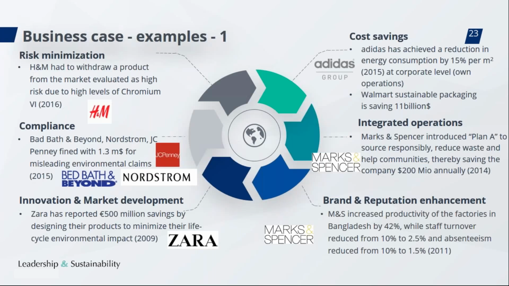Now, this and the following slides will show you examples of business cases. On this first slide, we have several textile examples, but we will cover other sectors after this slide. Bed Bath & Beyond, Nordstrom and JCPenney were fined $1.3 million US for making misleading claims about products made from bamboo. H&M had to withdraw a product from the market due to high levels of chromium-6 in leather. And by the way, chromium-6 levels in leather products continue to pose a problem for many brands and their suppliers. Adidas, for example, saved a lot of money on an annual basis with an internal energy savings program. Marks & Spencer has increased productivity in factories in Bangladesh, thereby reducing staff turnover and absenteeism. And Zara, owned by Inditex, has reported 500 million euro of savings by designing their products to reduce their life cycle environmental impact.